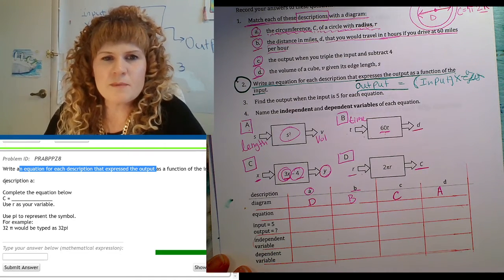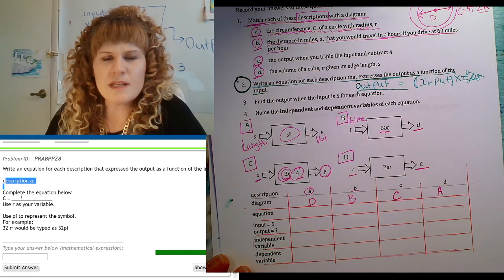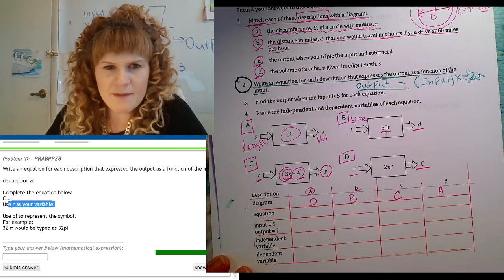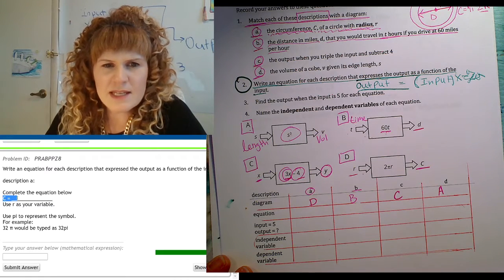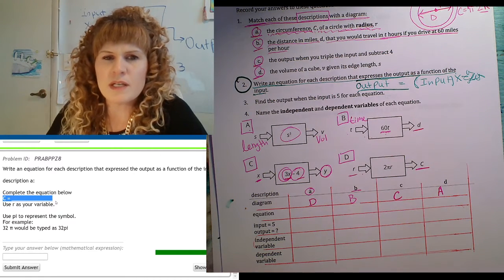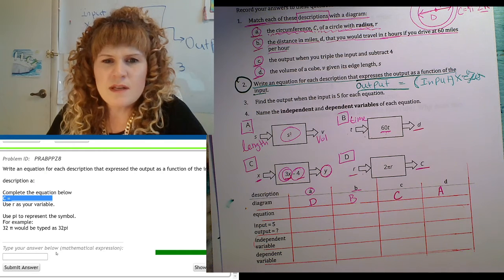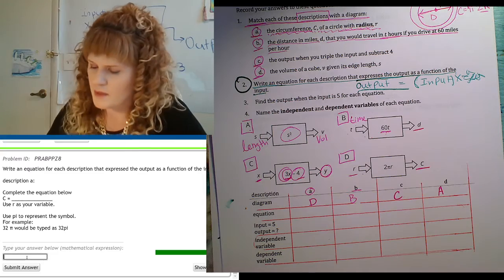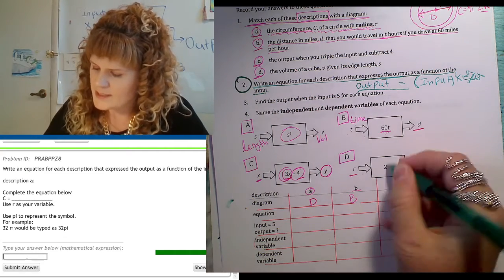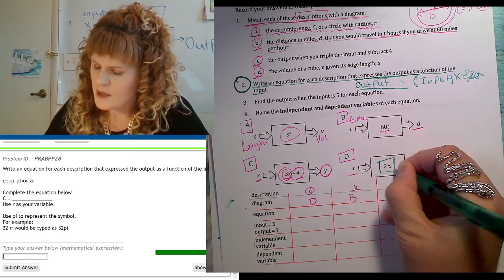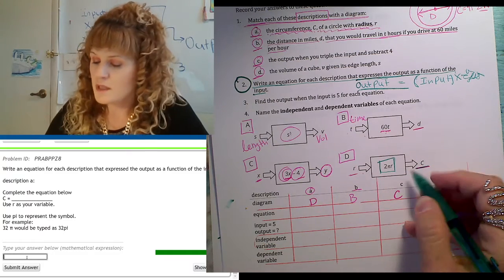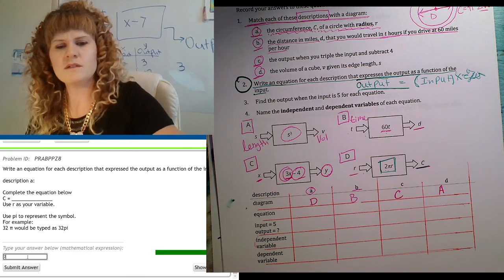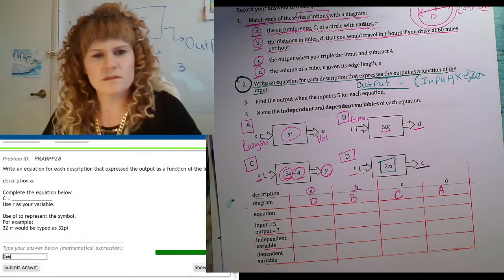And they gave us description A first. Complete the equation below. Use R as your variable. So they have it on the screen to help you. C equals. Your answer is going to be an equation for C equals, and it tells you the mathematical expression. Actually that's kind of easy because it's in the box. The circumference of the circle is 2 times pi times the radius of the circle. 2 pi r.